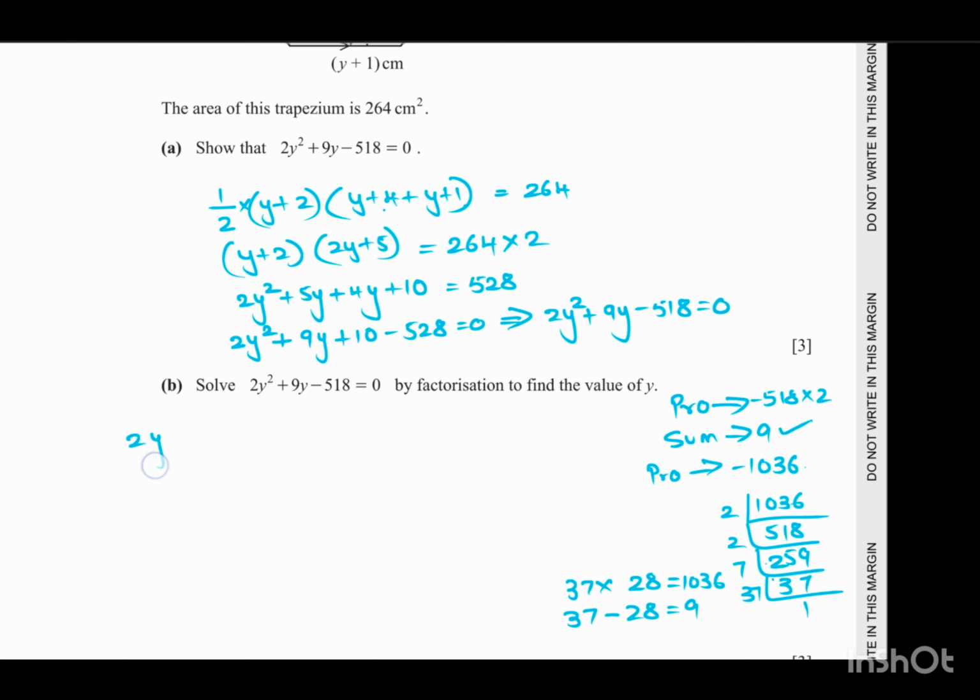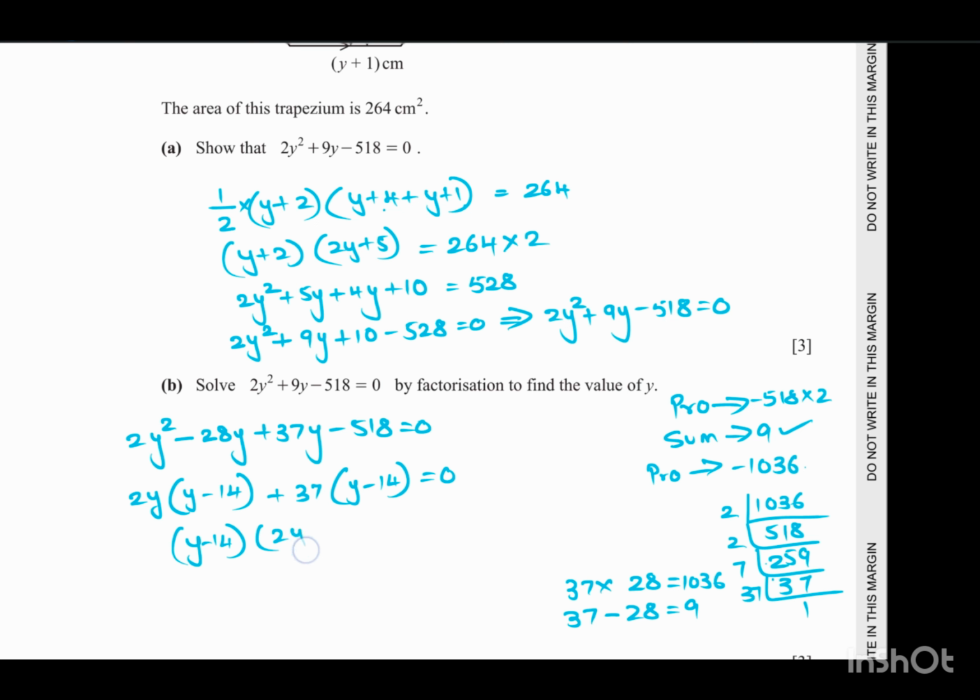You can write here, split the middle term as 2y square minus 28y plus 37y minus 518 is equal to 0. Now regrouping, taking 2y common in the first two terms, I get y minus 14 plus second two terms, if I take 37 common, I get again my y minus 14. Then y minus 14, if I take common, I get 2y plus 37.